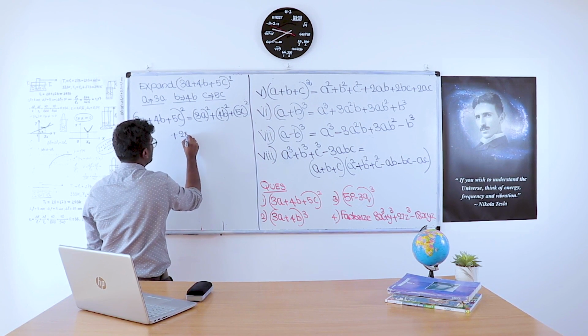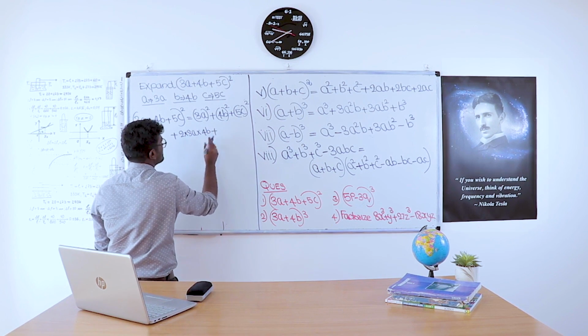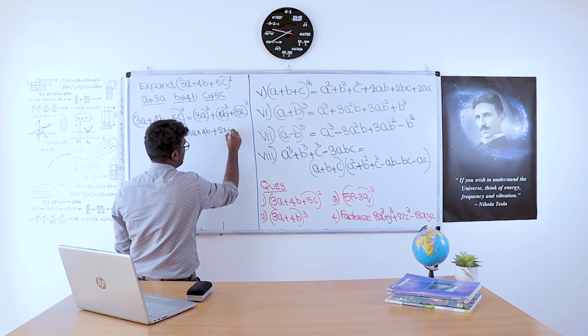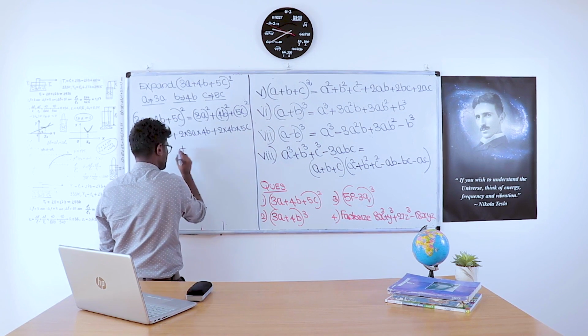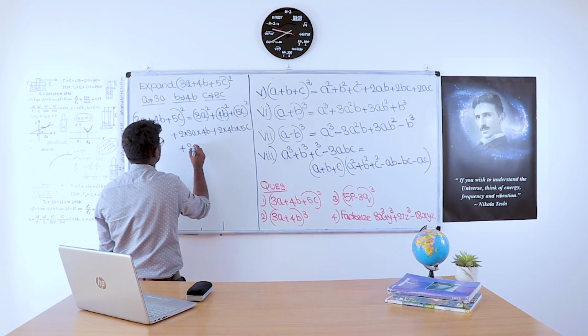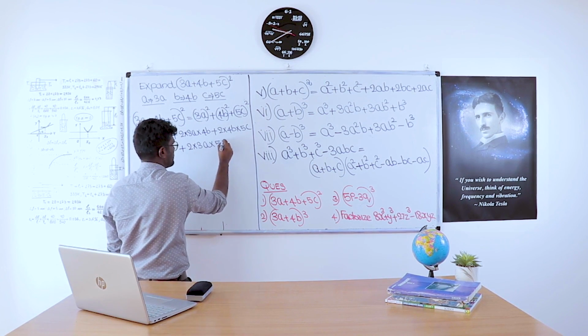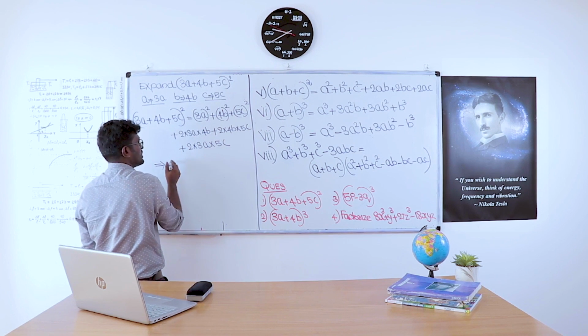2 into what is a? 3a into what is b? 4b, plus 2bc: 2 into what about b? 4b into what about c? Into 5c, plus 2ac: 2 into what about a? 3a into what about c? 5c. That is equal to what about 3a the whole square?